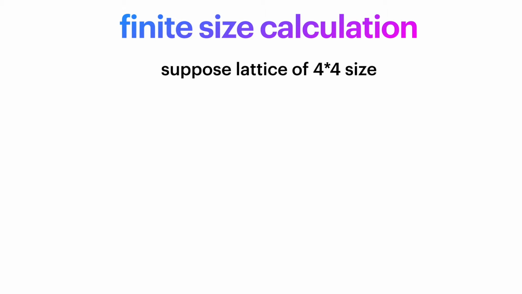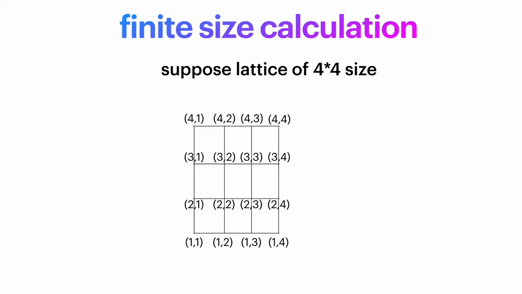Okay, so suppose you have a 4x4 lattice, so that will look something like this. As you can see, there are 16 lattice sites beginning from 1 1 and ending at 4 4. So 1 1, 1 2, 1 3, 1 4, 2 1, 2 2, 2 3, 2 4, 3 1, 3 2, 3 3, 3 4, 4 1, 4 2, 4 3, 4 4, each is a particular lattice site. So at each site you can think that there is an electron which can hop to the nearest neighbors.